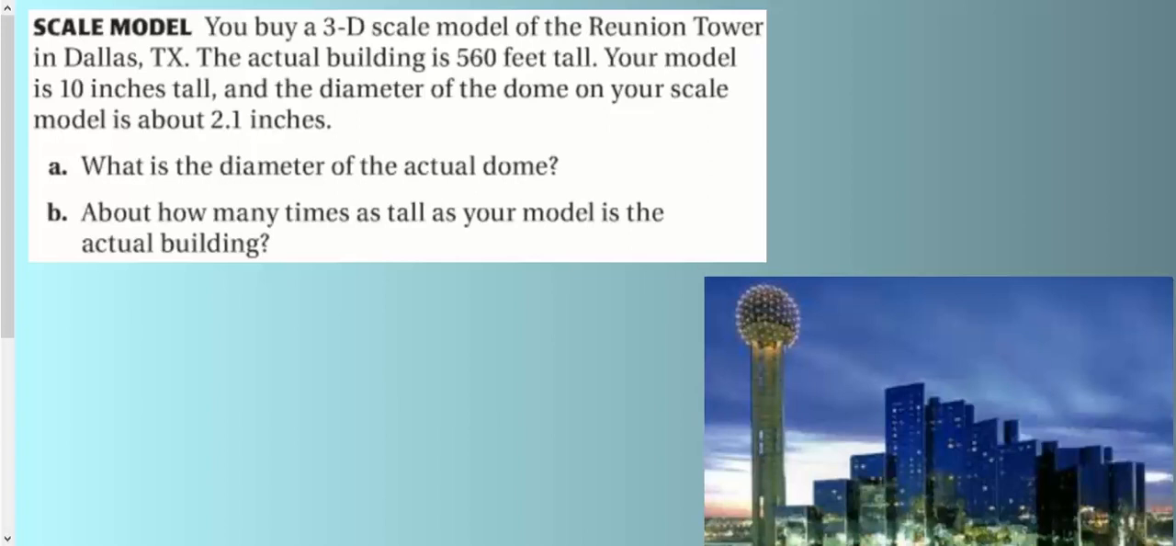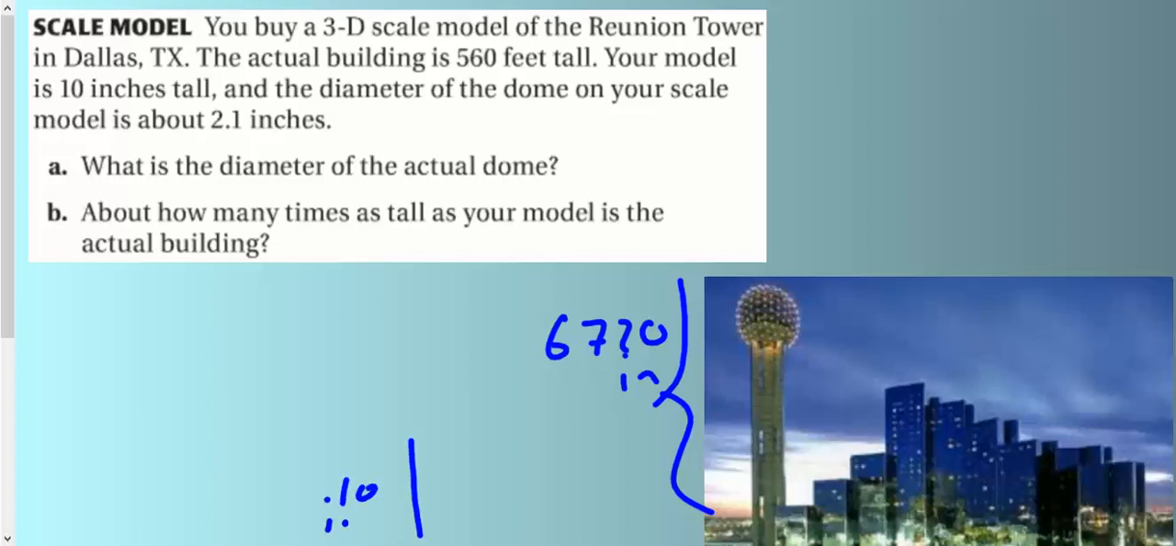Okay, so let's see. The actual building is 560 feet. I'm going to grab a calculator. The reason I'm grabbing a calculator is because I'm seeing inches and feet, and I don't want to deal with that. So 560 times 12, I'm just going to convert this right away to 6,720 inches. Your model is 10 inches tall, so the little one here is 10 inches. And the dome, this thing on the top, is 2.1 inches.